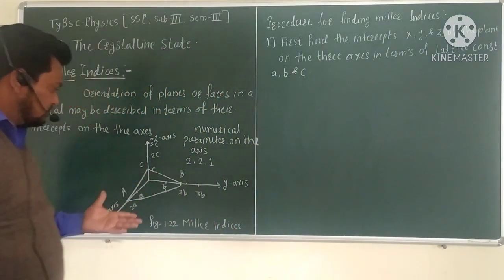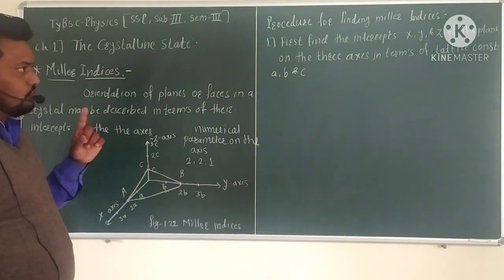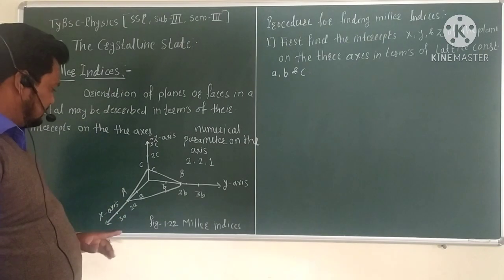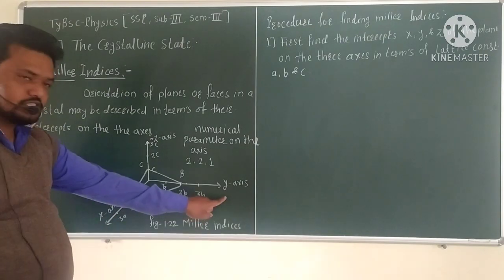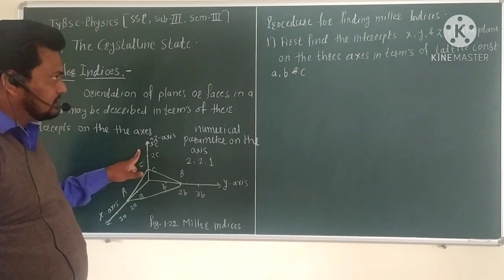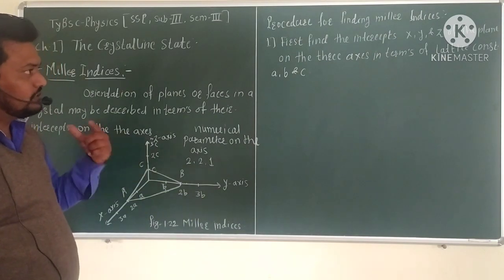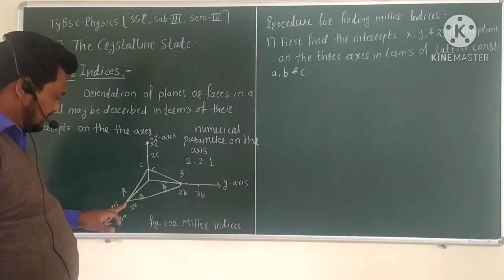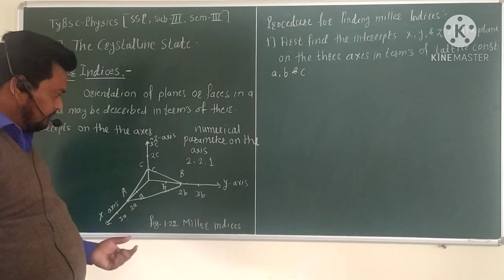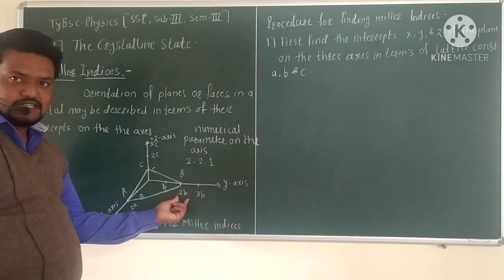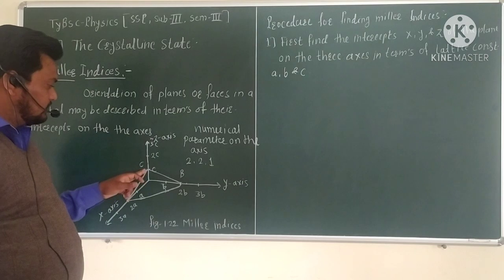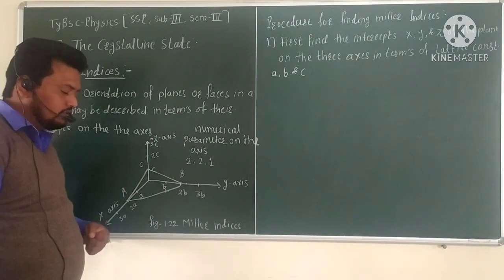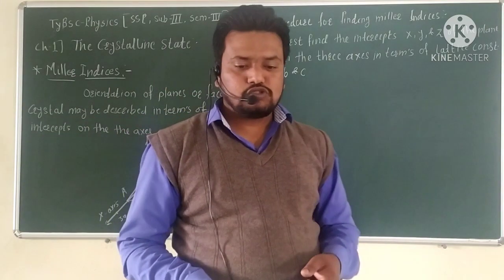For example, consider this figure. Find the intercepts x, y, z of the plane on the three axes; this is the x axis, this is the y axis and this is the z axis. In terms of lattice constants a, b, c, for example this is two axial units, considered as 2a, this is two axial units, considered as 2b, and this is one axial unit, considered as c, that is 2a, 2b and c. This is the first procedure.